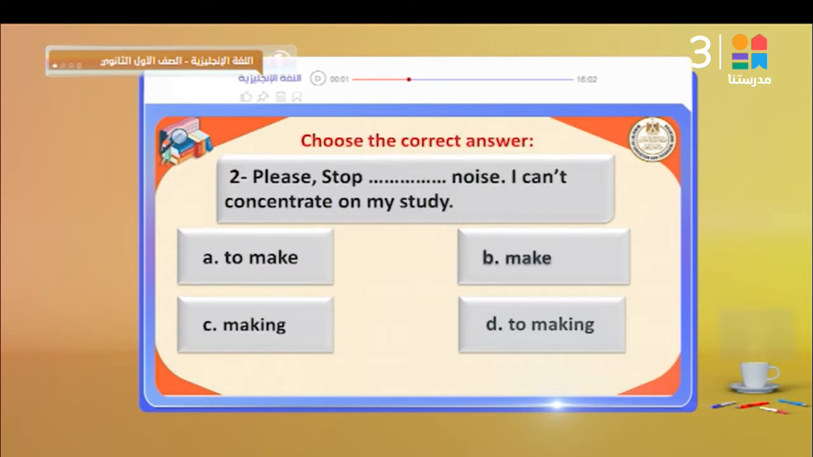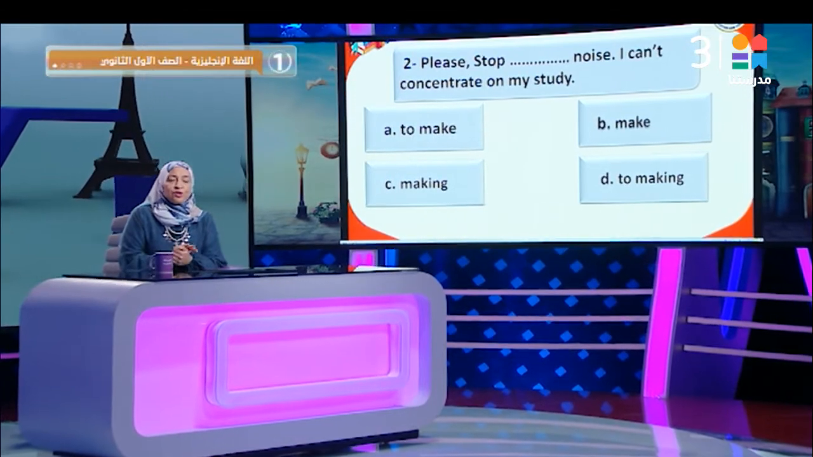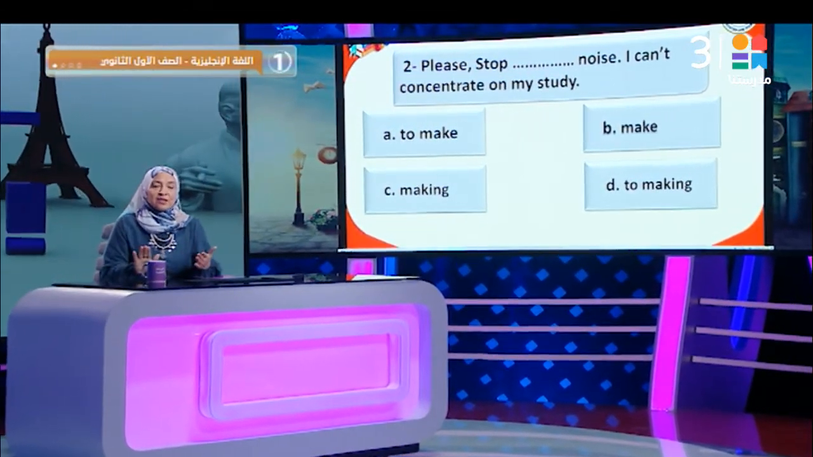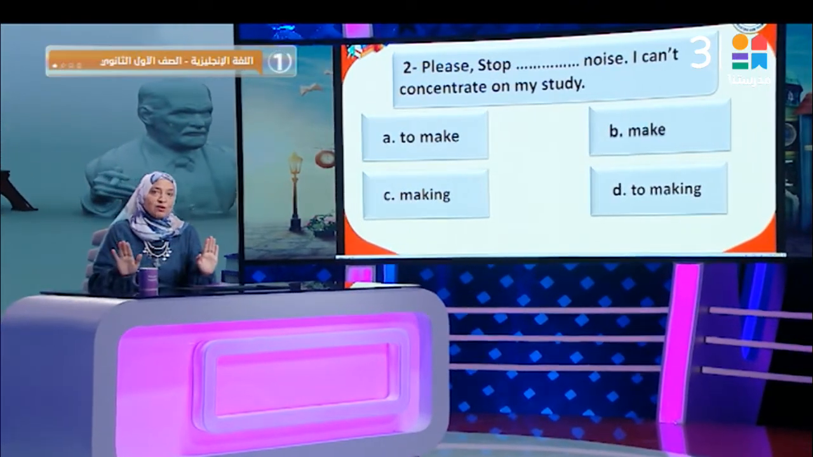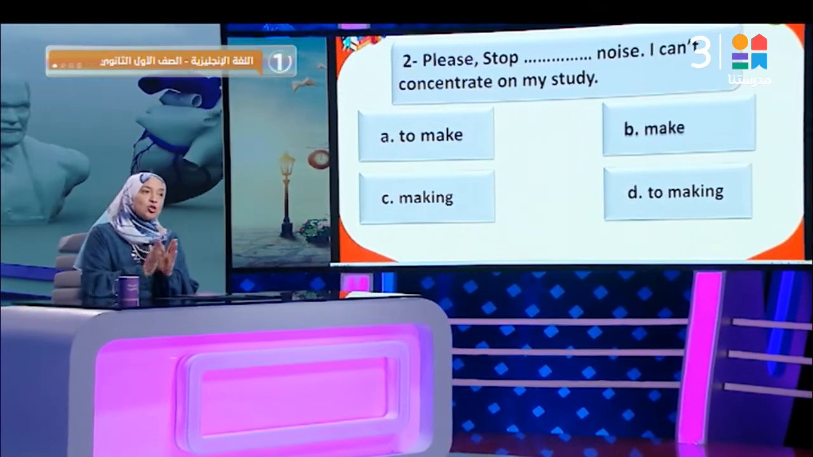Question number 2. Please stop. The same lesson, unit 6, the verb stop is followed either by to or by verb ing, but the meaning is different. When stop is followed by ing, it means that I stop doing this thing forever. For example, when I say I stopped smoking, it means I don't smoke anymore. But when I say I stopped to drink, it means I stopped, for example, explaining the lesson. Why did I stop? To drink. So when you stop for a reason, you choose to. When you stop and you no longer do that thing, you choose ing.